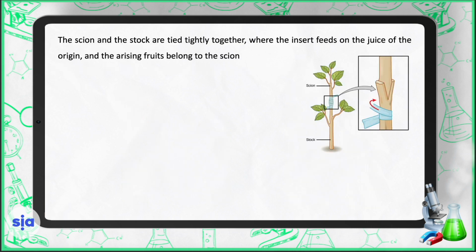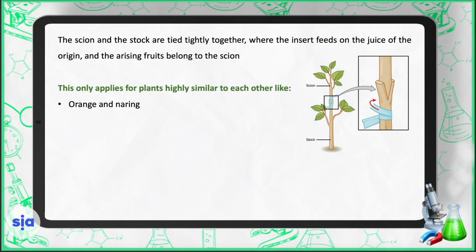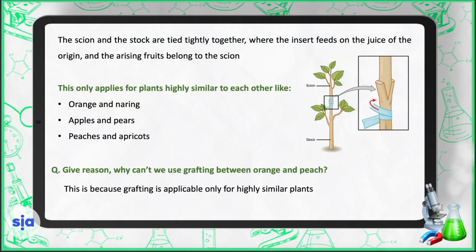The scion and the stalk are tied tightly together, where the insert feeds on the juice of the origin, and the arising fruits belong to the scion. This only applies for plants highly similar to each other, like orange and naranj, apples and pears, peaches and apricots. So can you give a reason why we can't use grafting with orange and peach? This is because grafting is applicable only for highly similar plants.